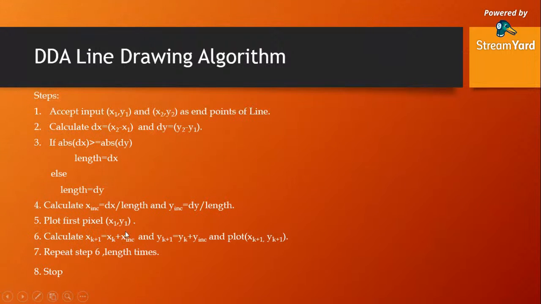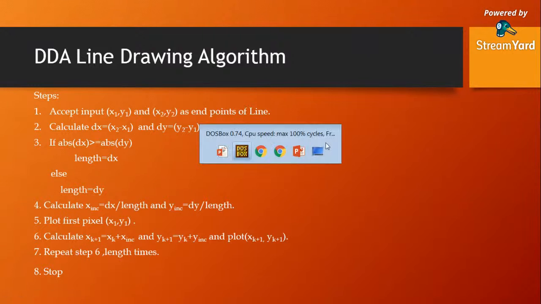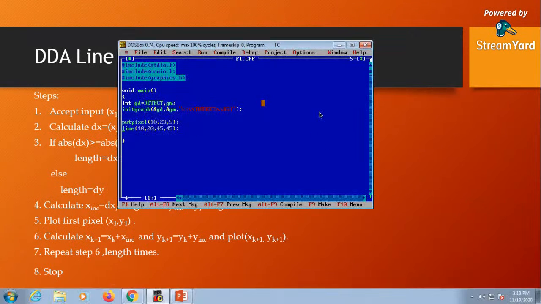So this step you must repeat, and y of k plus 1 is equal to y of k plus y increment, and then plot x of k plus 1, y of k plus 1, and you have to repeat this step number 6 how many times? Length times, meaning maybe dx or dy times. So that many times you have to repeat it, and finally you have to stop. So this is nothing but the DDA line drawing algorithm. So we'll write the program for it. See here how that program can be written.